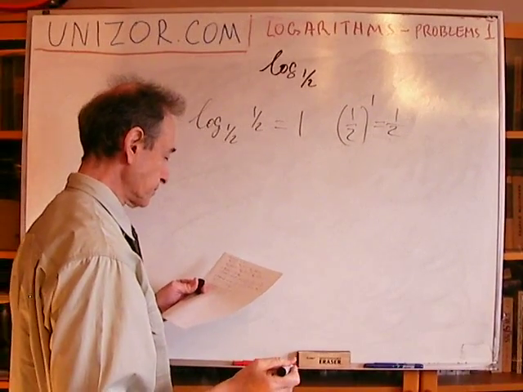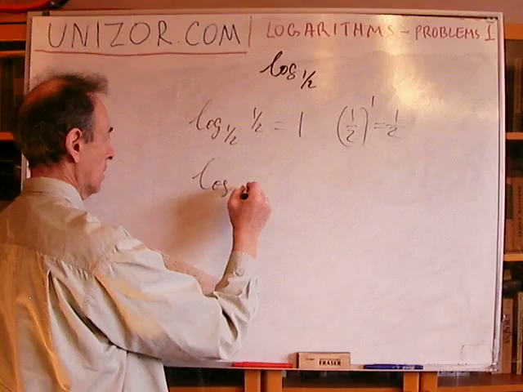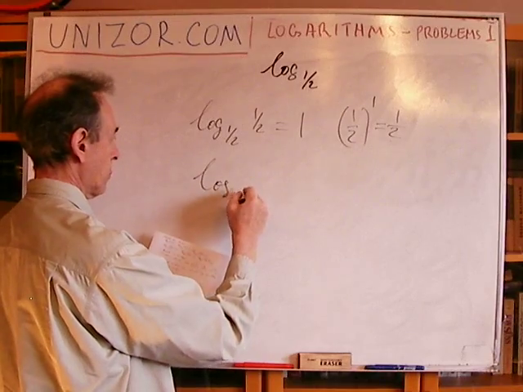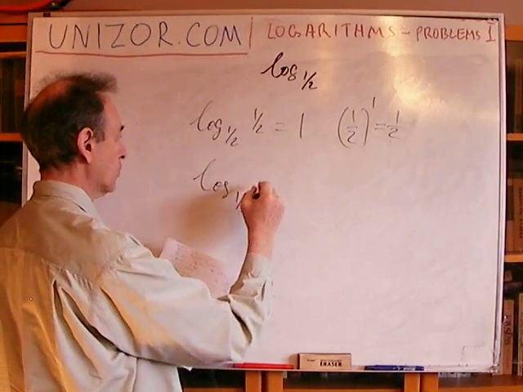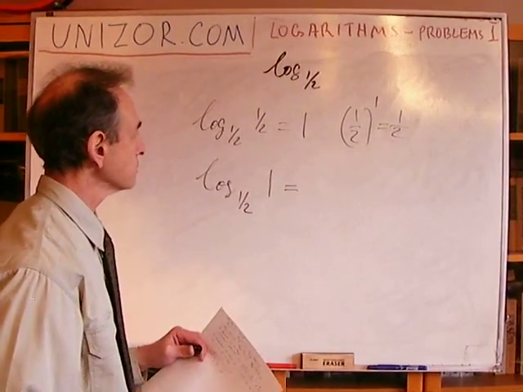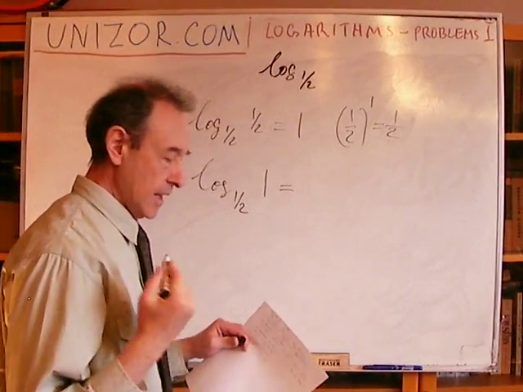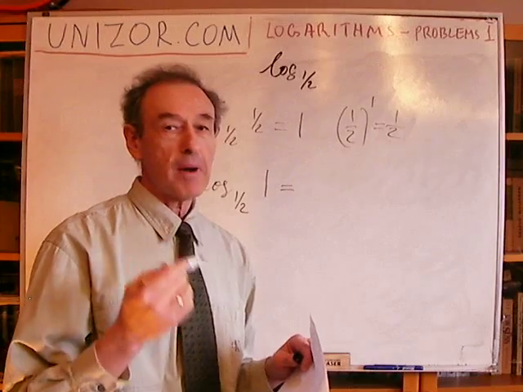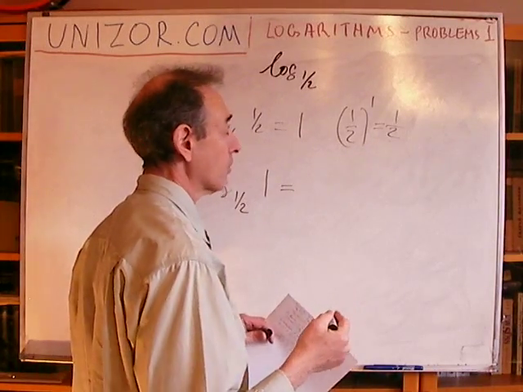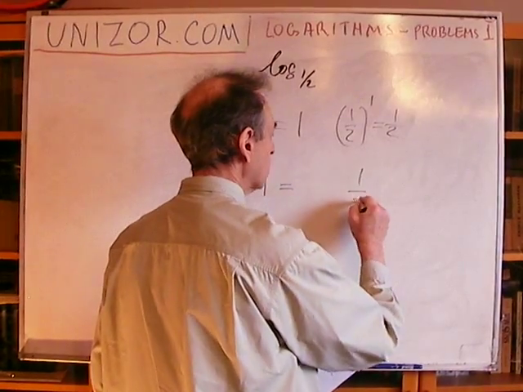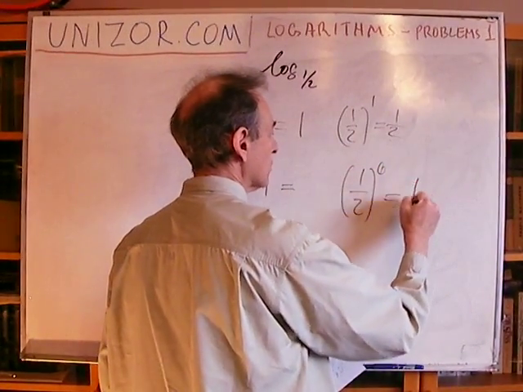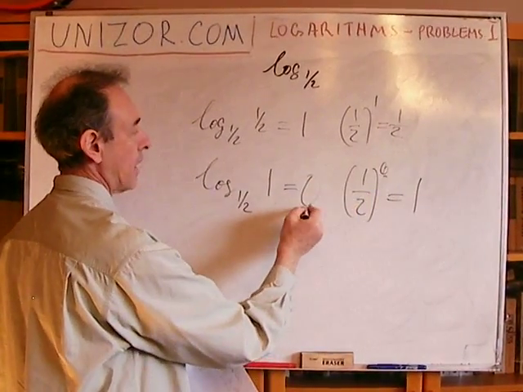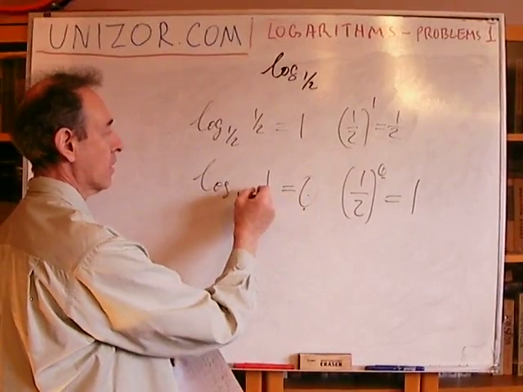Next. Which power should I use for 1/2 to get 1? Well, again, this is an easy thing because I know that any number raised to the power of 0, by definition, is 1. So I know that 1/2 to the power of 0 is equal to 1. So that's why this is equal to 0. This power which I have to use, 1/2 to this power, gets me 1.